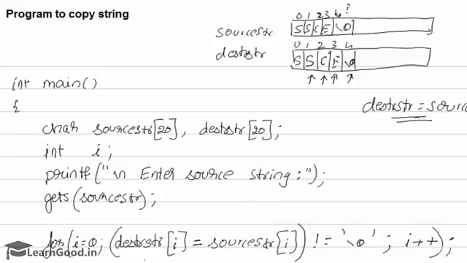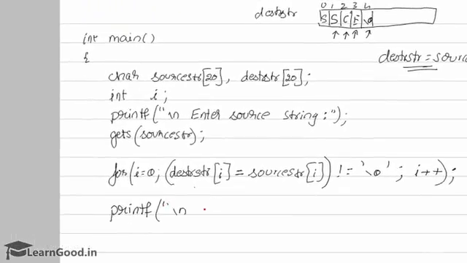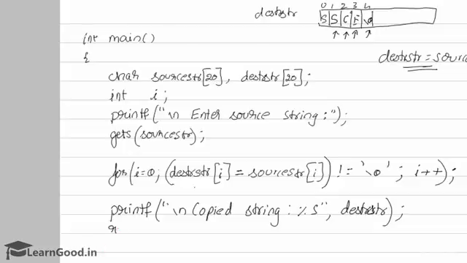And then afterwards, after coming out of the loop, you can display the copied string by giving printf, "copied string colon %s", and you can display dest str here, okay, and then return 0. So the single line is going to copy all the contents from source str to dest str.